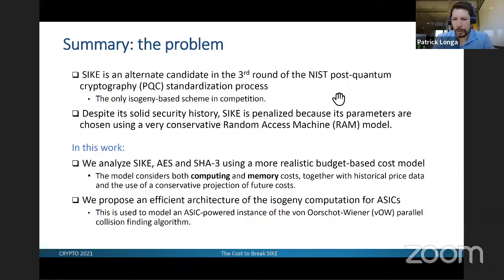Now, the model is further improved by using historical price data and the use of a conservative projection of future costs. To assist this analysis, we also propose an efficient hardware architecture of the most intensive computation in the cryptanalysis of SIKE, that is the large degree isogeny computation. We use this architecture to model an ASIC-powered instance of the van Oorschot-Wiener, or VOW, parallel collision finding algorithm. And this is the algorithm that is the most efficient one known today to cryptanalyze SIKE.